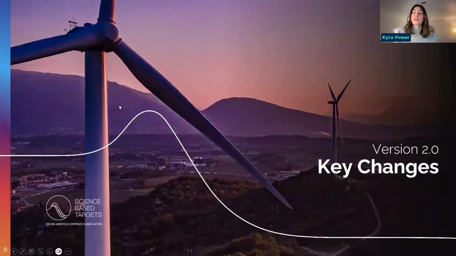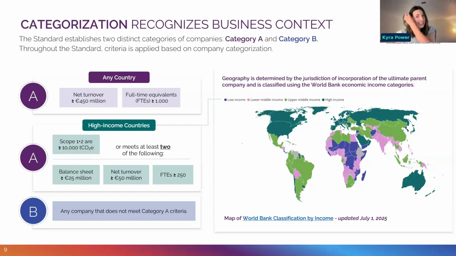Now that we've covered a bit of background and important information on the standard and our initial objectives, let's jump into some of the content itself. Before we get into any of the substantial changes, which I'm not saying this is not one, it's important to note that the standard introduces company categorization. Categorization is designed to recognize that companies vary significantly in size, location, resources, and capacity, which can impact much of the target setting and implementation process.